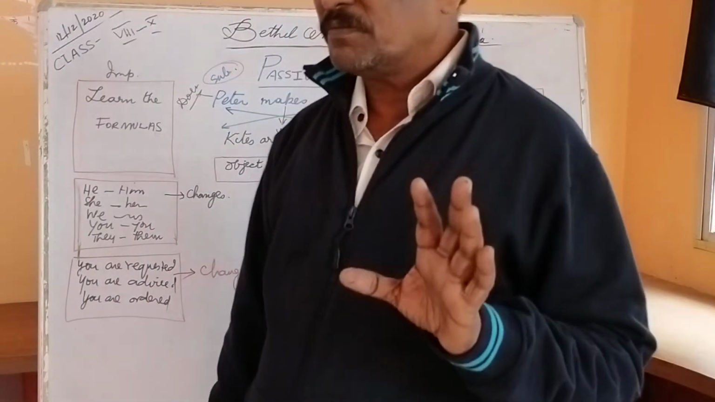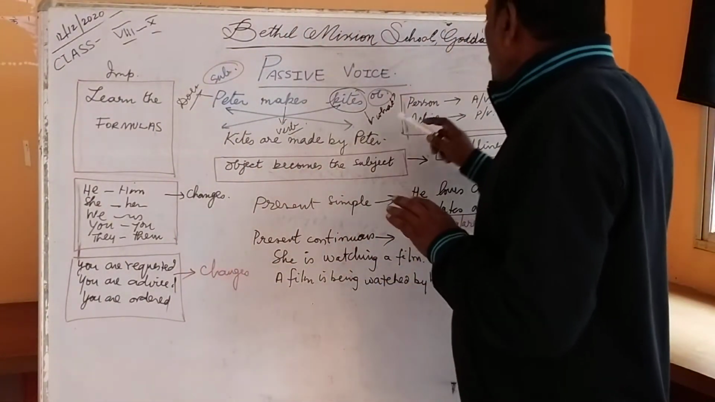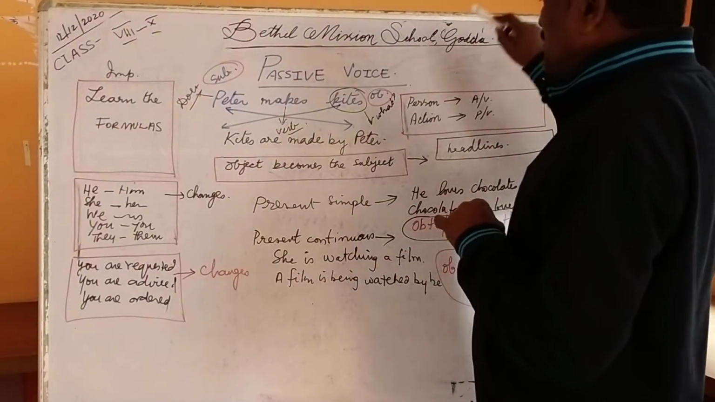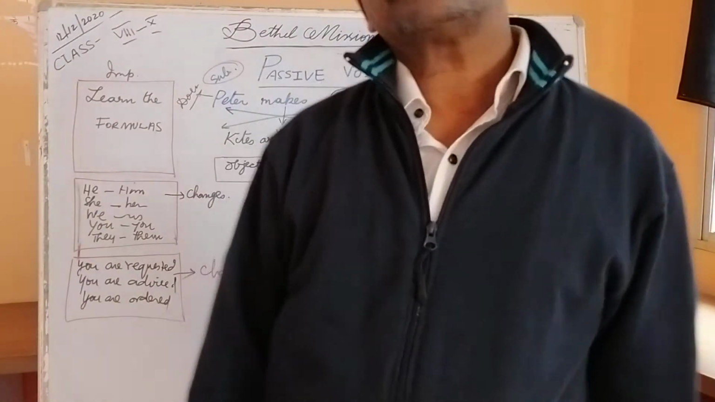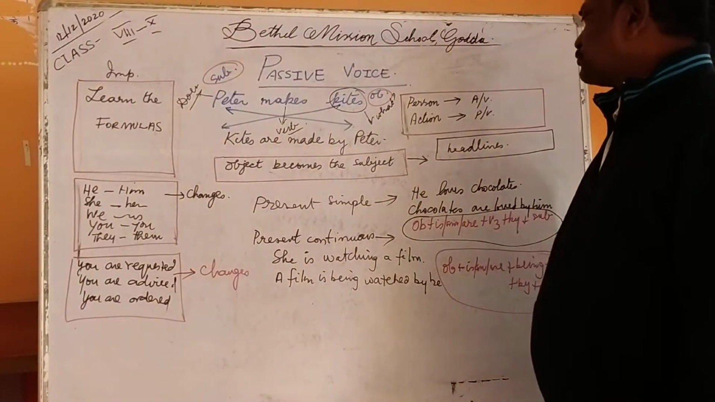Is it clear? I hope it must be clear now. So, when the person is emphasized, the sentence is in the active. When the action is emphasized, the sentence is in the passive.